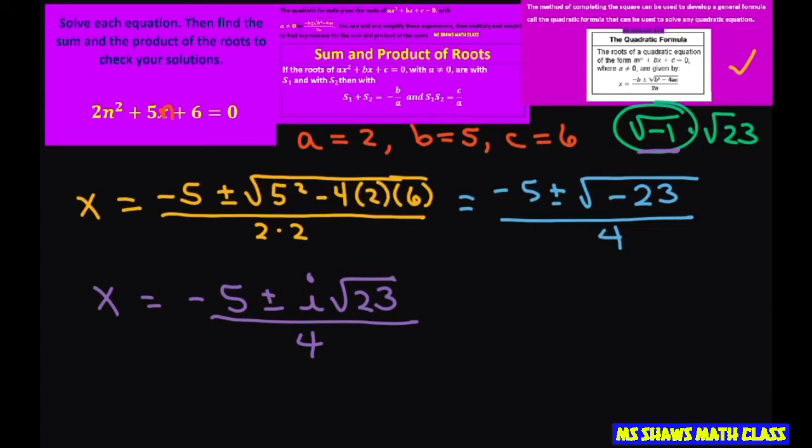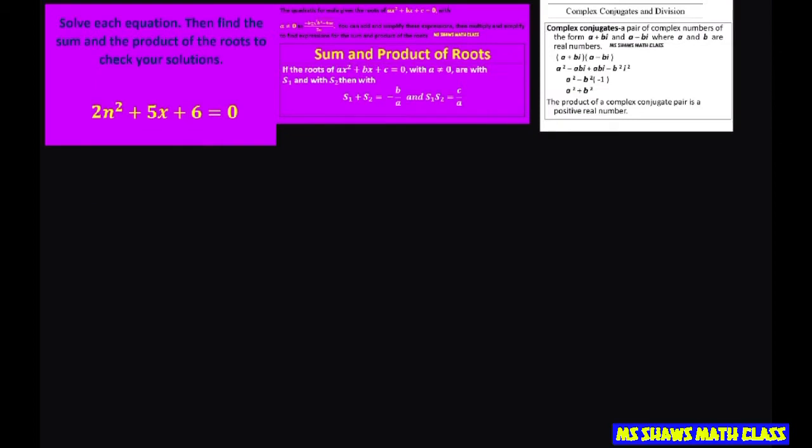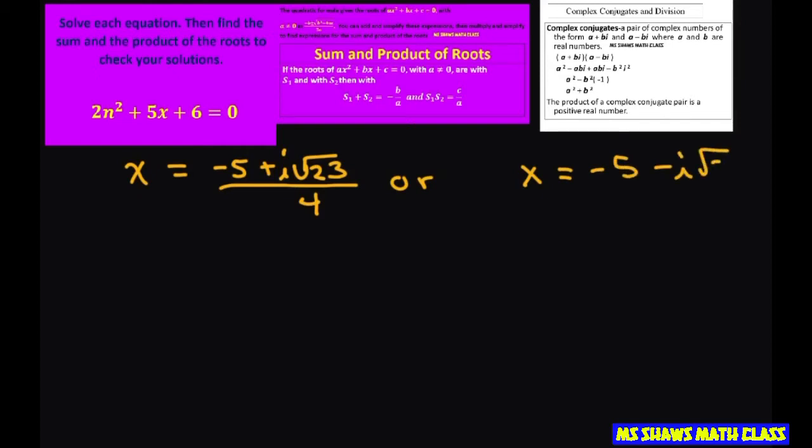Now we're left with determining if we did it correctly by checking our solutions with the sum and product of the roots. So let's write our solutions down again. We have x equals negative 5 plus i square root of 23, divided by 4, or x equals negative 5 minus i square root of 23, divided by 4. This one is our solution 2, and this one is our solution 1.